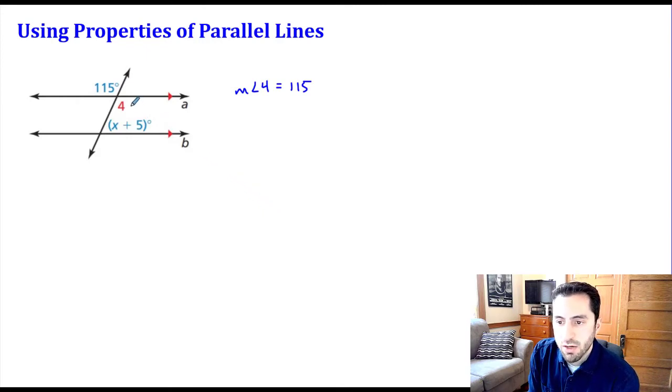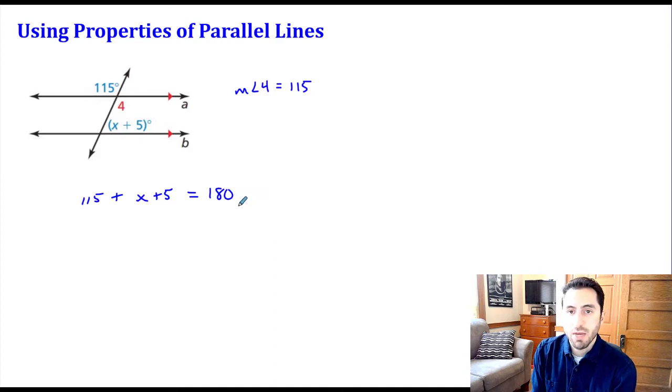So now that I know this is 115, on the inside here, in between my 2 lines, A and B, these are consecutive interior angles, just based on their position. And because of their positions, I know that the measure of angle 4 plus my expression x plus 5 are supplementary angles. So to write my equation, I can do 115 plus x plus 5. That has to be 180. And that's using my consecutive interior angle theorem. That's what justifies it, what tells me I can write this equation.